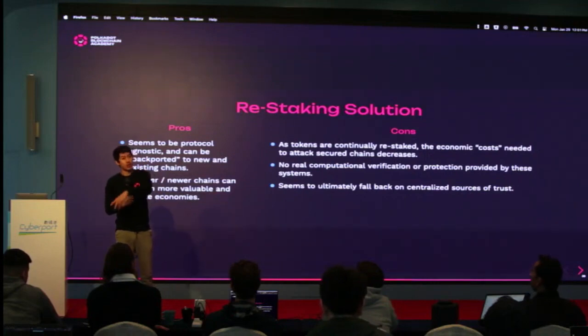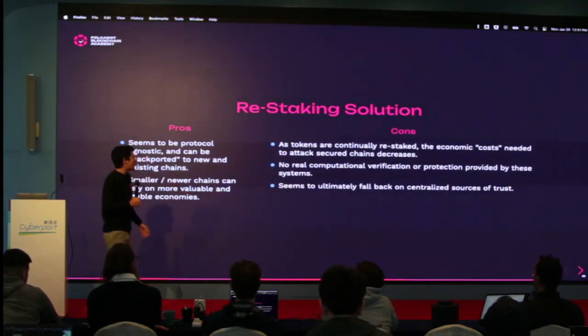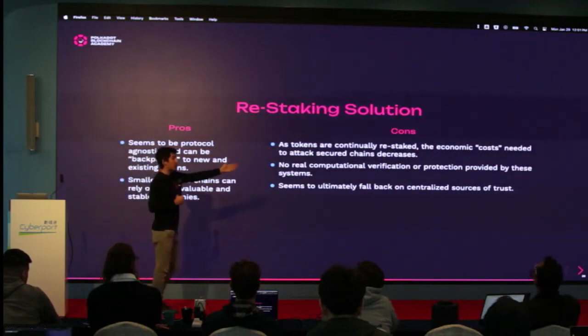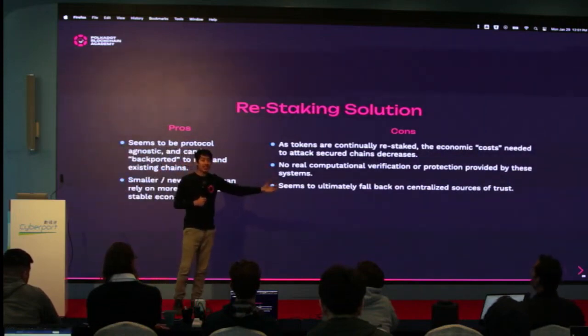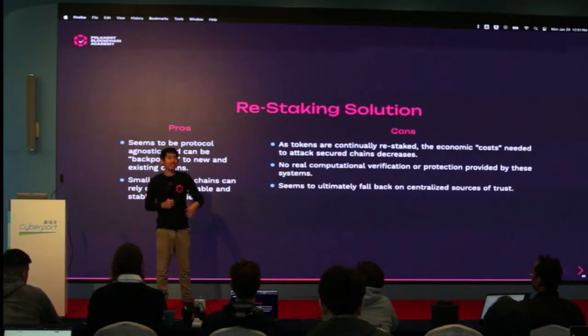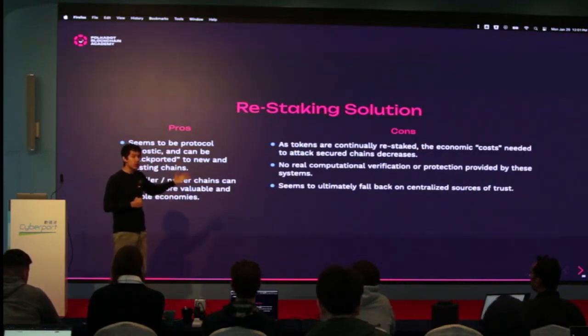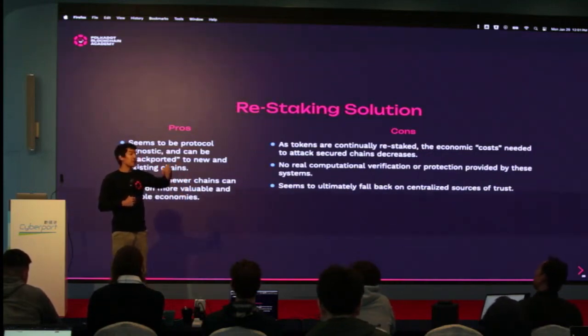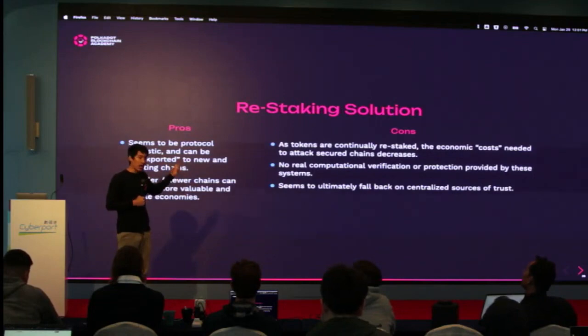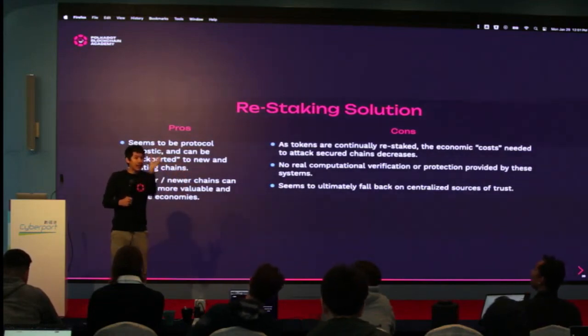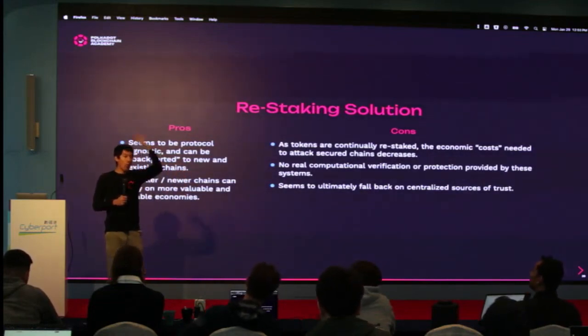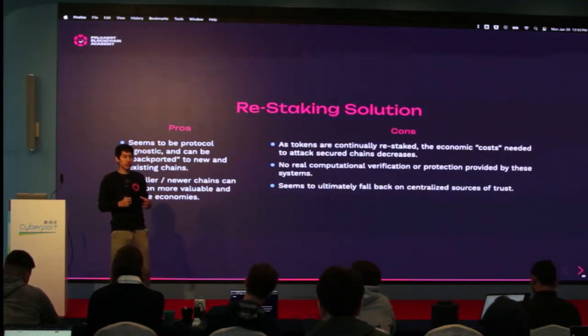It's not actually bringing more security in terms of computational verification, right? It's just an economic side. And it seems to ultimately fall back onto centralized sources. So really, to bridge things like Bitcoin over to my chain, often you rely on centralized bridges, centralized actors to bring those tokens over to my system. So most restaking solutions make sense in terms of economics, but they're often reliant on middle actors, which are centralized, and then the whole house of cards crumbles.